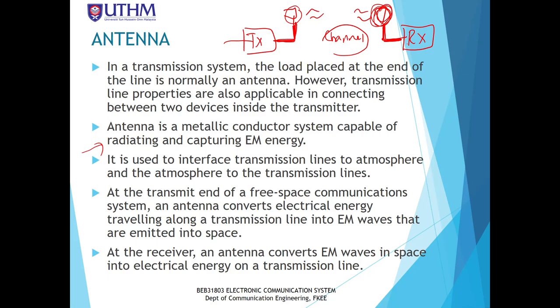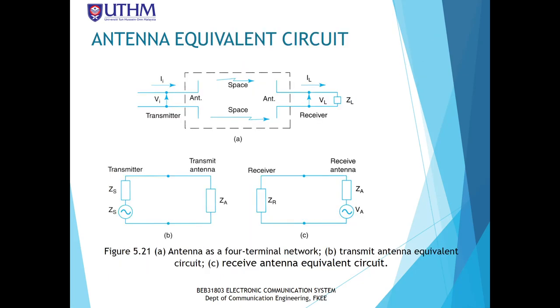So this is the introduction about the antenna, and this is the antenna equivalent circuit. You see that here for picture A, we have the transmitter antenna, this one, and then here is free space, and then here is a receiving antenna. Here is the input impedance. So input impedance is at the receiver side.